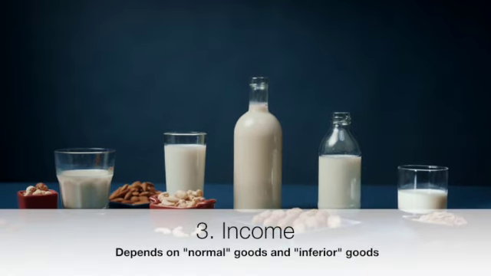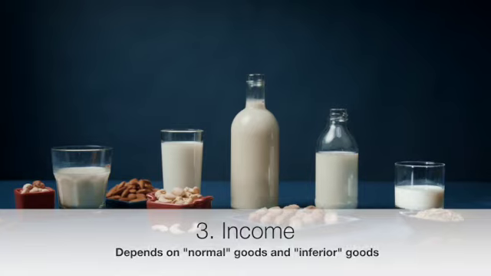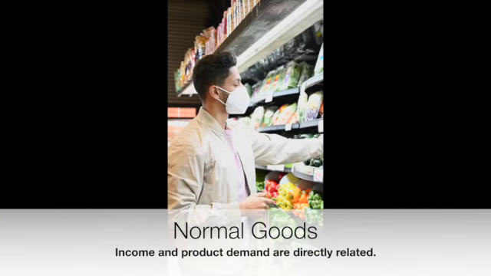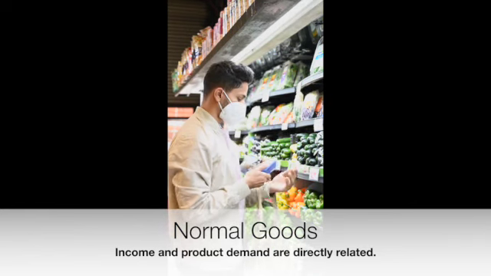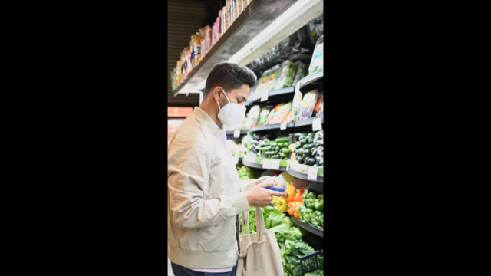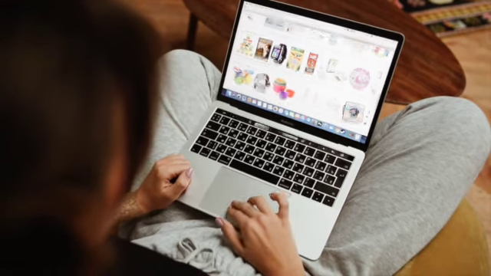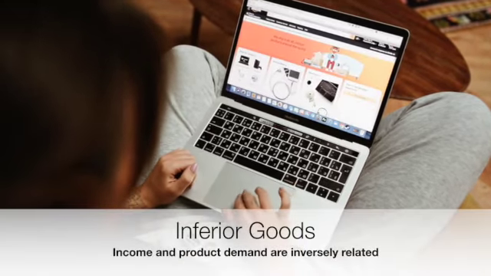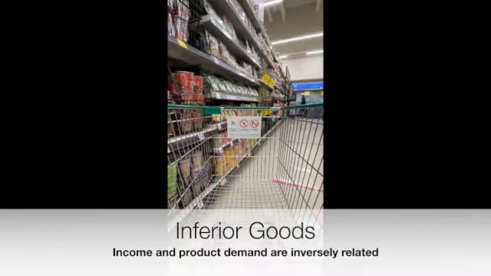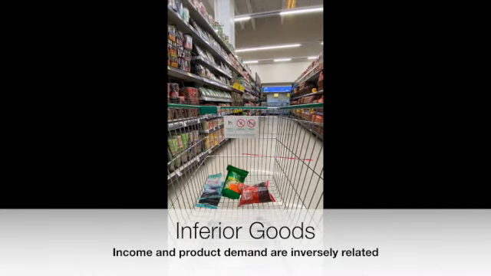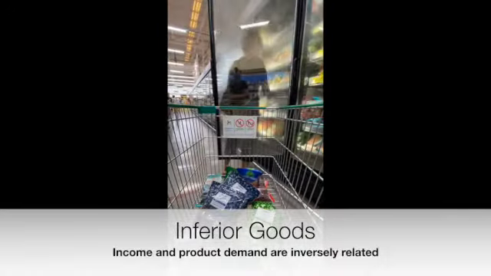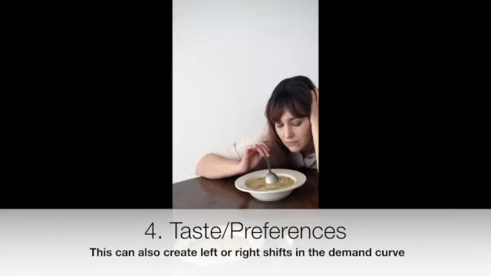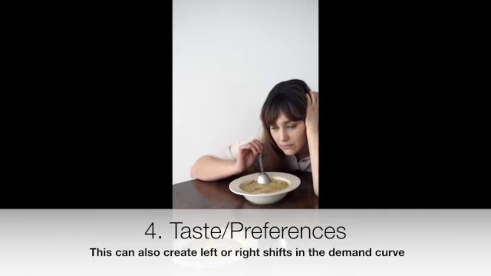Third, we have income, and income depends on normal goods and inferior goods. Normal good is when income and demand are directly related. So an increase in income causes an increase in demand, or a decrease in income will cause a decrease in demand. Now an inferior good is when income and demand are inversely related. So remember, whenever you read or hear a question about income, learn if it is a normal good or an inferior good. Also, product taste and consumer preferences can also create left or right shifts in the demand curve.